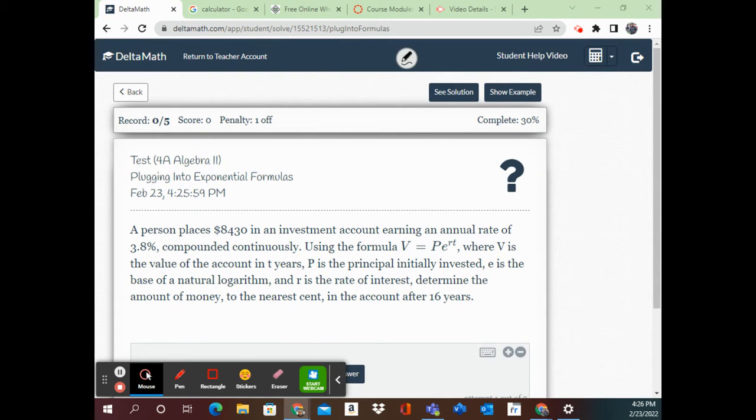All right, now what we're going to do is this will be our second video, prepping for our required task. And this is plugging into exponential formulas. What I want to do is break this down and show how to answer the question. There are two types of questions through these sets of examples. I want to make sure we understand how to approach them.